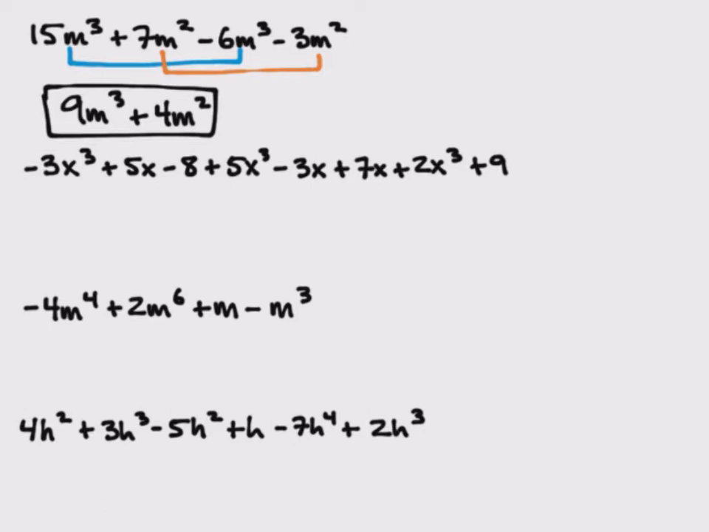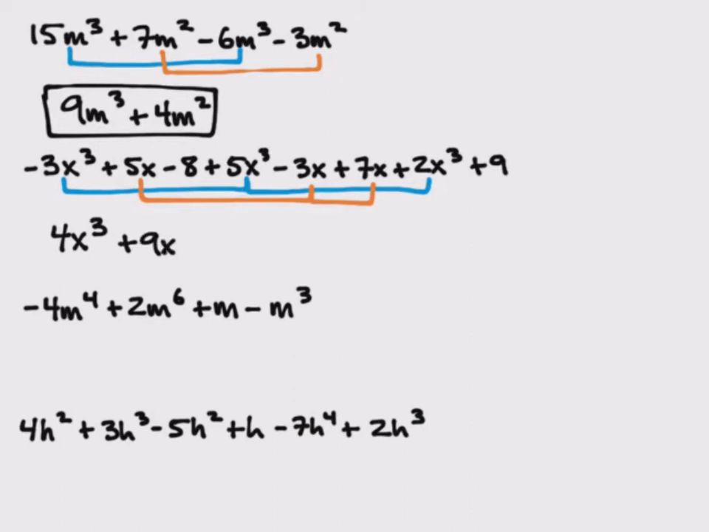and then combine them. I see that we've got a negative 3x to the third, and a 5x to the third, and also a 2x to the third. And those are going to combine to a 4x to the third power. Then I move on to my next highest degree, which I think is going to be degree 1. It appears that there are no degree 2 terms. So I see we've got a 5x, and we've also got a negative 3x, and we've also got a 7x. And those are going to sum up to 9x.